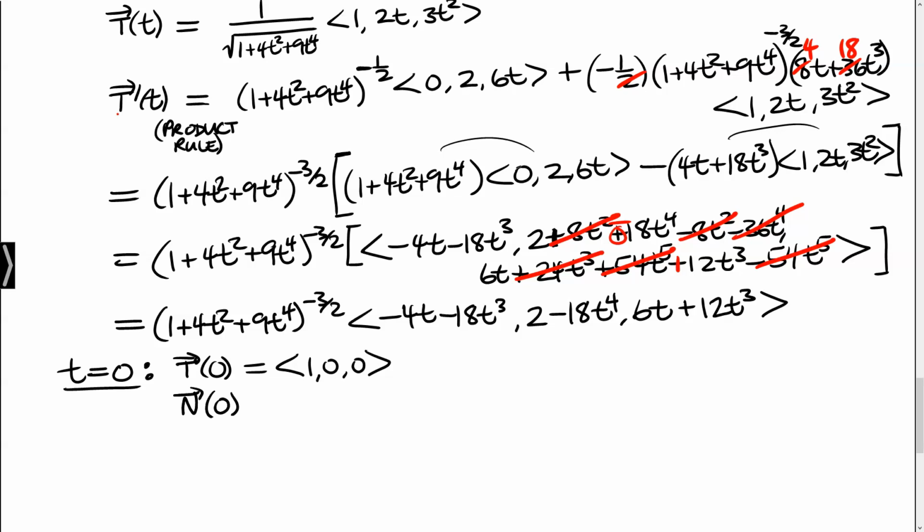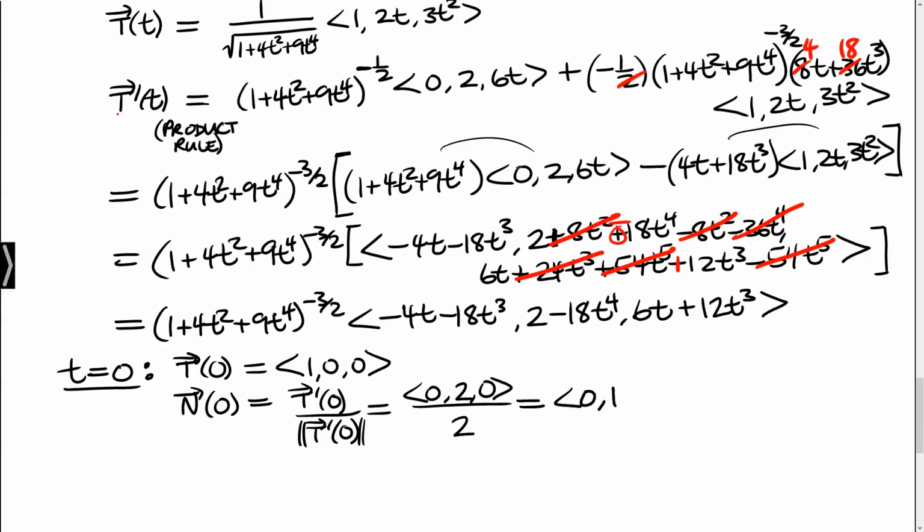Now, what about the normal? Well, the normal is T prime of 0 over the norm of T prime of 0. Then we can just plug in 0. So 1 plus 0 plus 0, so that whole stuff to the minus 3/2 on the outside is just 1. And then what do we get inside if we plug in 0? Just 0, 2, 0, divided by the length of that, which is just 2. You don't even have to compute that; you can see it's length 2. In other words, we just get 0, 1, 0.